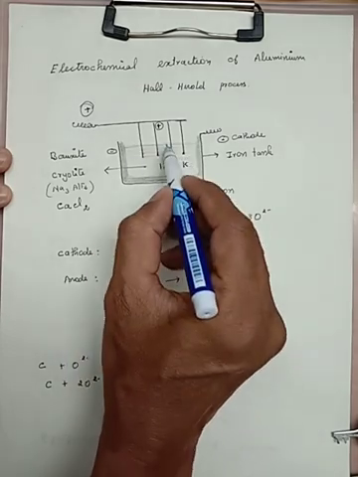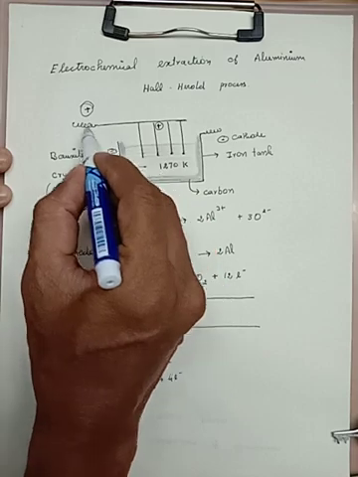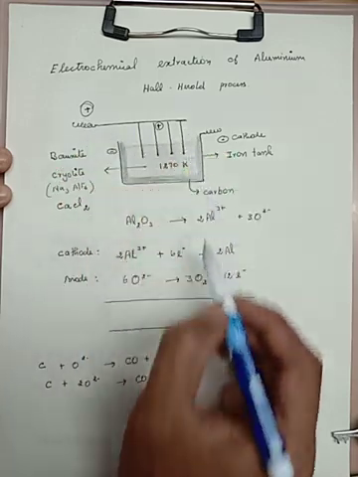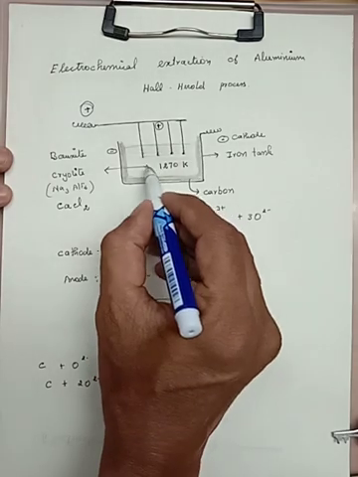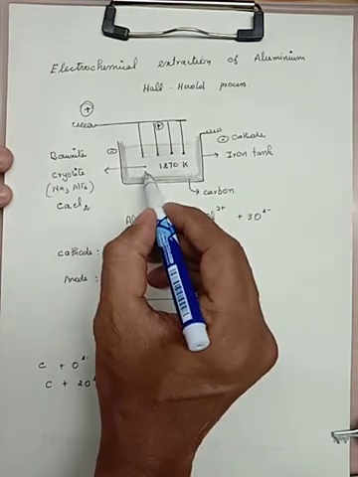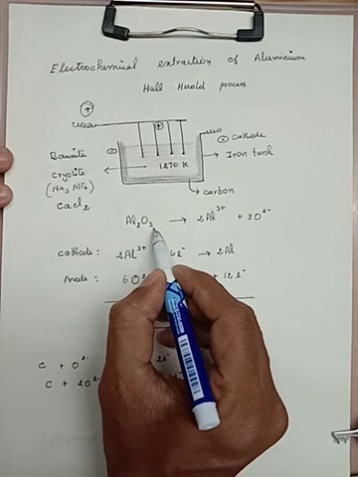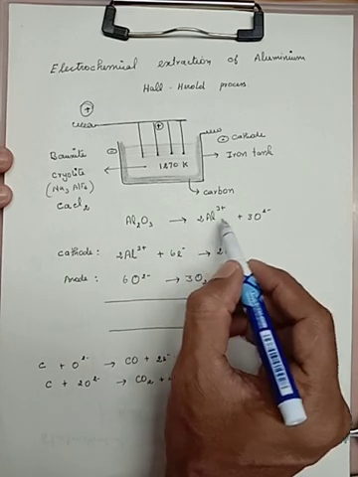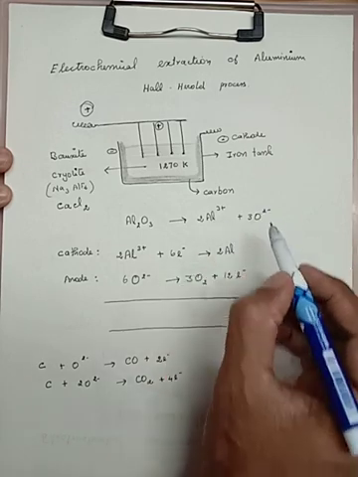Now this is in a molten state. The electric current is passed. Negative charge flows through this way and positive charge flows through this rod. What is happening at the electrode? Now this is called the electrolyte or electrolytic solution, and here we have pure alumina. This aluminium oxide breaks up into aluminium 3 plus and oxygen 2 minus ions.